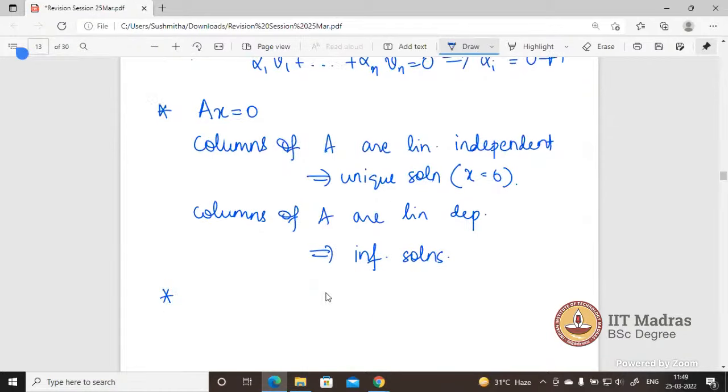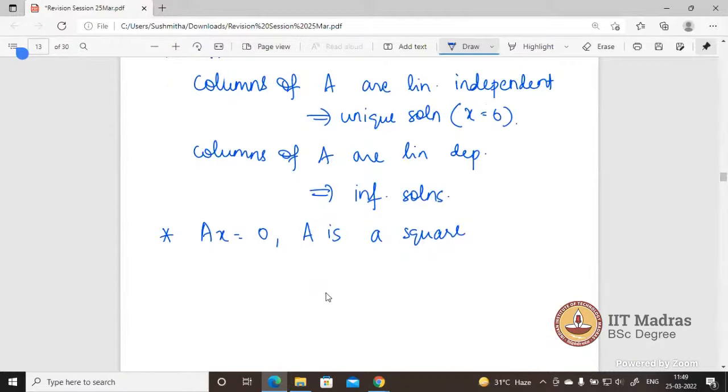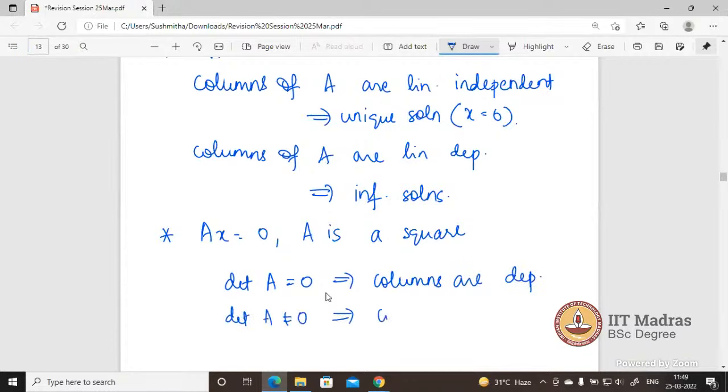If I have Ax equal to 0 and A is a square matrix, then how can I check whether the columns are linearly independent? Determinant. Determinant of A is 0 means columns are linearly dependent. Determinant of A is not 0 means columns are independent.